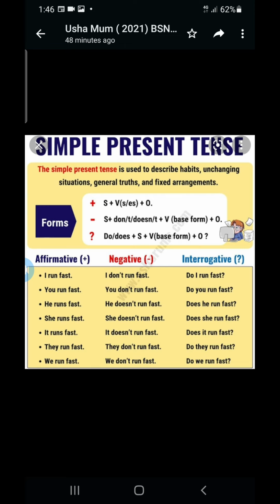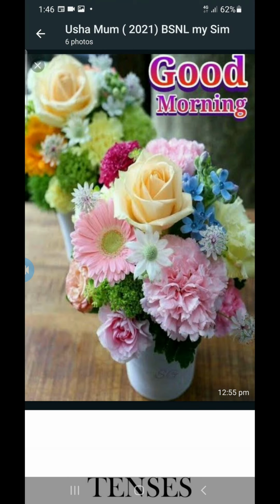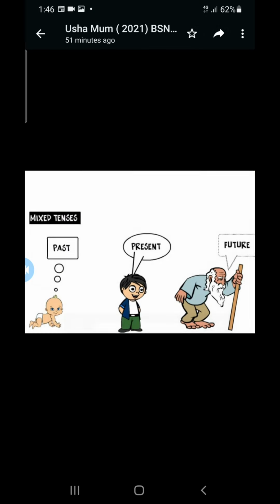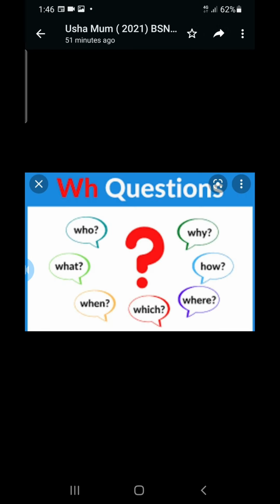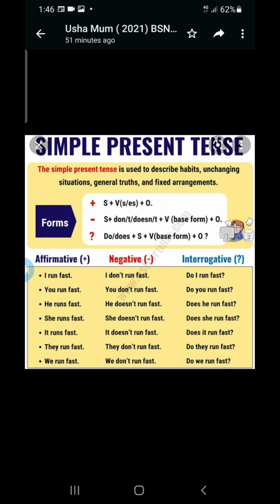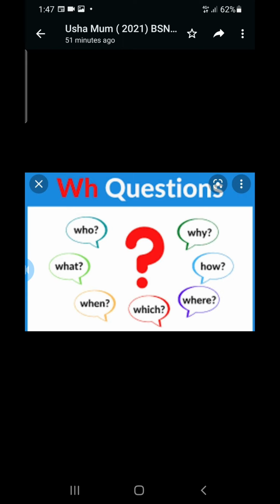Then look at the second one, negative. That means the symbol is minus. So negative sentences. Third, look at interrogative. In the bracket there is a question mark. Interrogative. So we know that's a question. Now listen. Fourth one is WH questions. So in simple present tense there are 4 types: affirmative, negative, interrogative and WH questions.